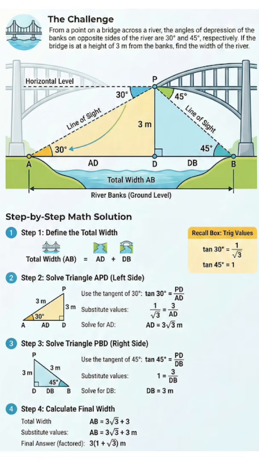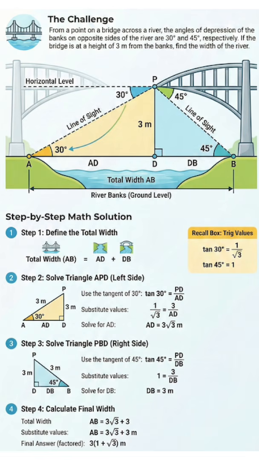First, let's set up our mental diagram. Point P is you on the bridge. Points A and B are the opposite banks, and point D is directly below you on the water. Picture yourself looking down at a 30-degree angle to the left bank and a 45-degree angle to the right. Because those angles differ, point P isn't dead center over the river. It's kind of like sitting on an unbalanced seesaw. And hey, thanks to alternate interior angles, your downward sight lines perfectly match the upward angles from the banks.